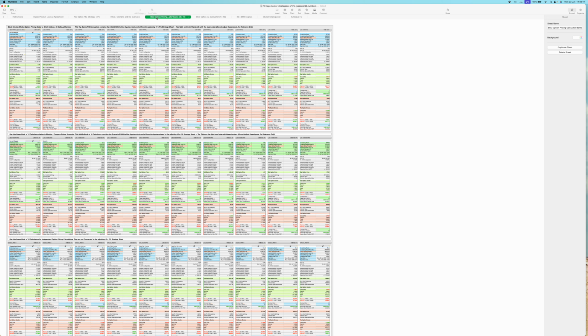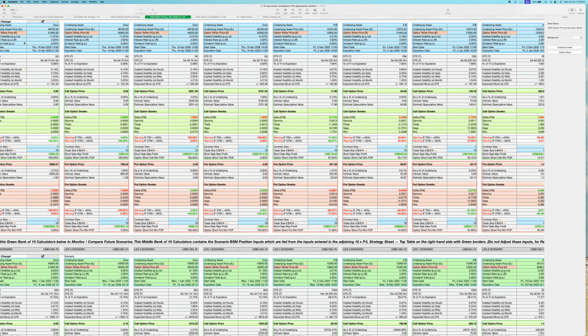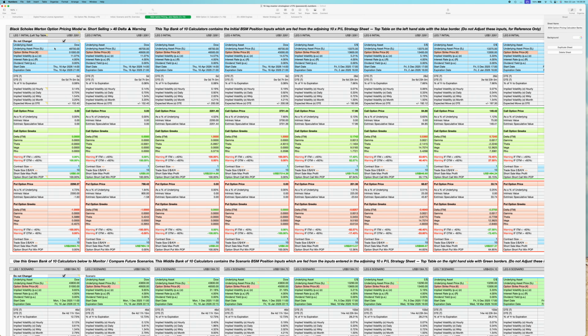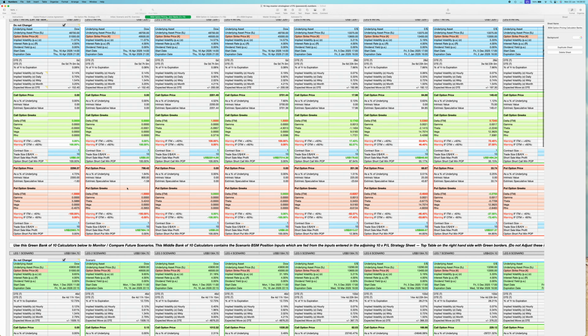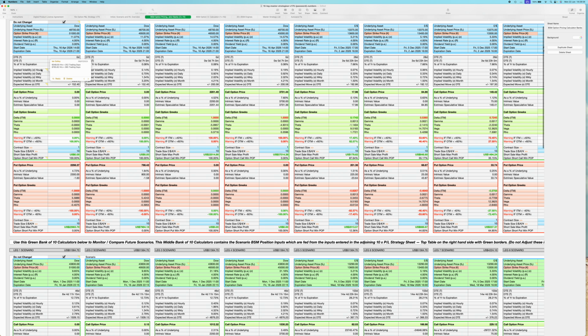Okay, and now in this tab we've got an options pricing calculator. You can see there are 10 calculators here. They're in blue. They're not actually for input. They are the reflection of what you entered in the original BSM initial inputs blue border table in the main strategy file. So this is just a reflection of everything you've entered with all the values here.